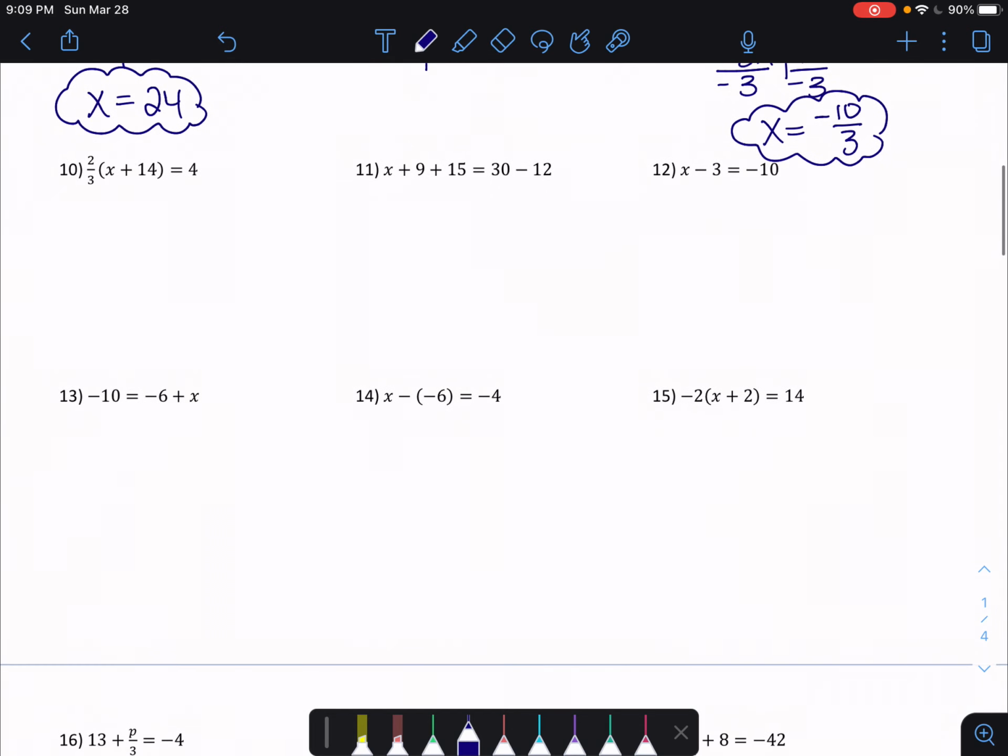In number 10, I can make a choice whether I want to distribute or if I want to try and get rid of the fraction. I'm going to get rid of the fraction first, so I'm going to multiply by 3 on both sides. So I get 2 times x plus 14 is equal to 12. And again, I have the choice. I can either distribute or I can divide by 2. So I'll actually show both ways.